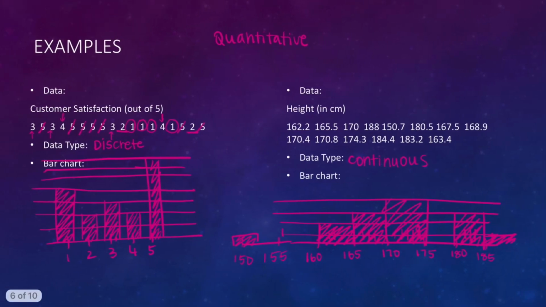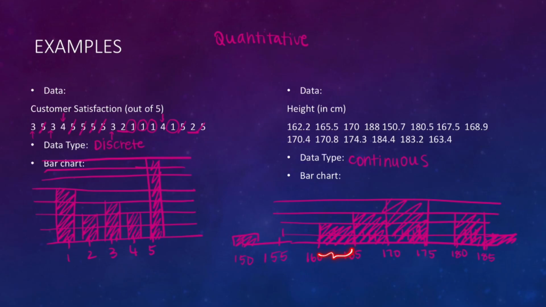Anyway, so that's how you would kind of edit a bar chart for continuous data. You show that there's no gaps, and so all your bars are touching each other. And so instead of having each thing on top of one tick mark, you have it in between the tick marks.